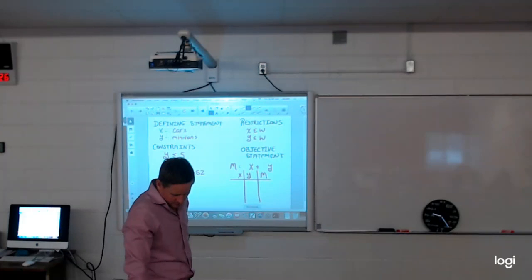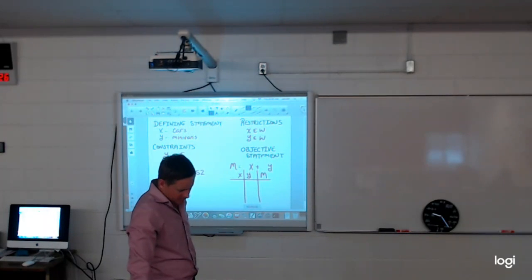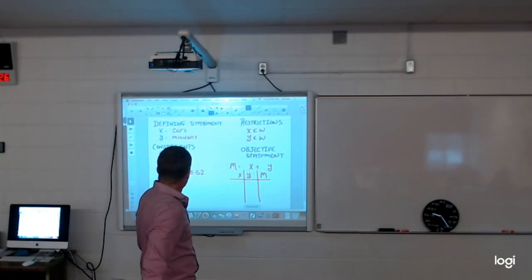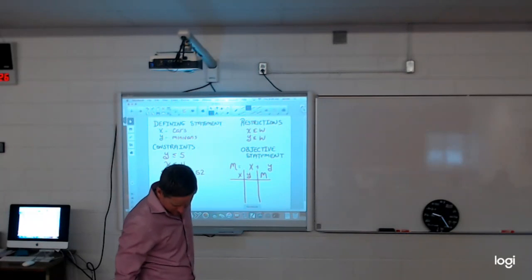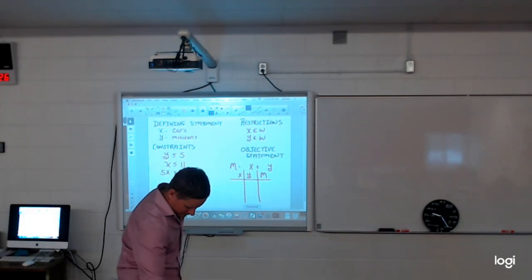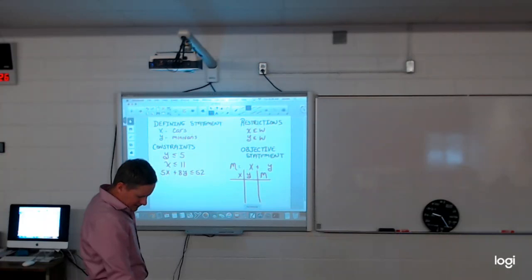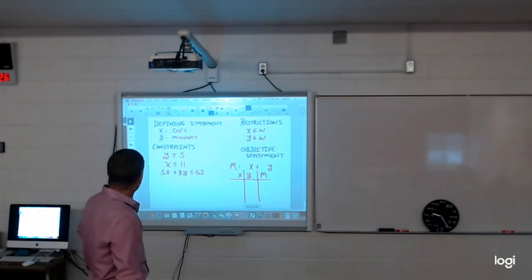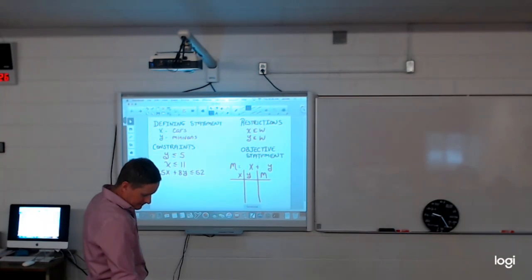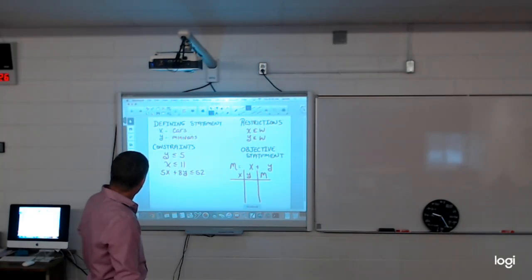But is it 11 cars or 11 minivans? It's cars. Oh, that's right. Maybe the book is wrong. Maybe look at the cars, they have the y right there. Okay, so they've got y is less than or equal to 11. No, cars is less. Their cars and minivans are correct.